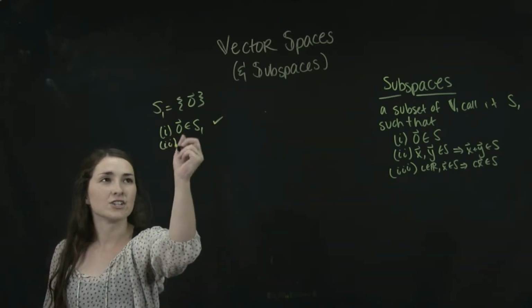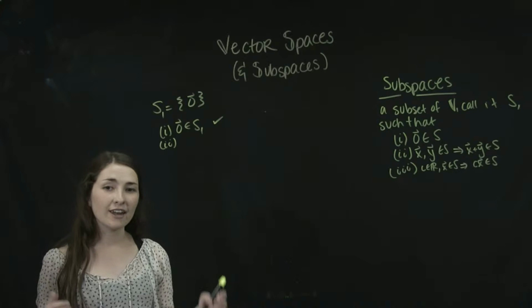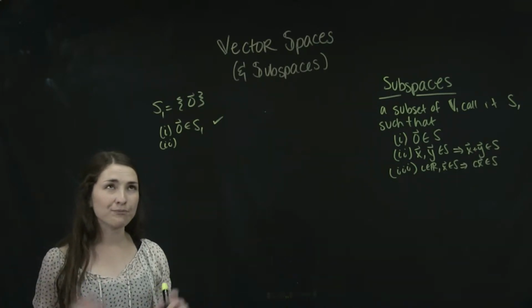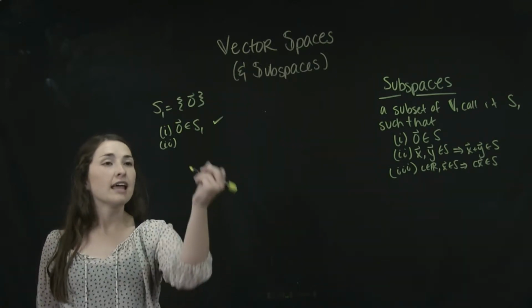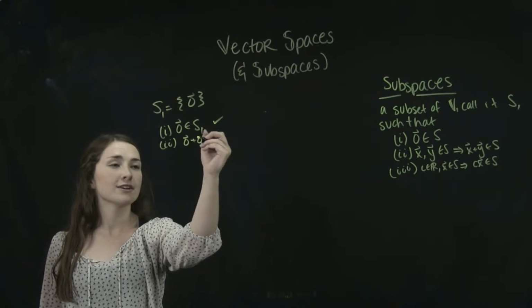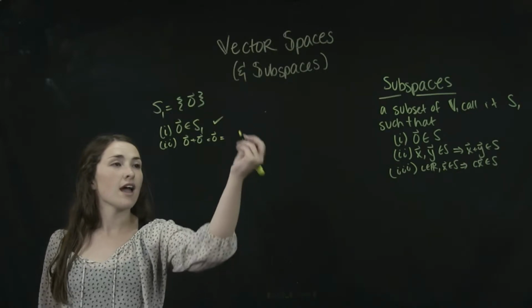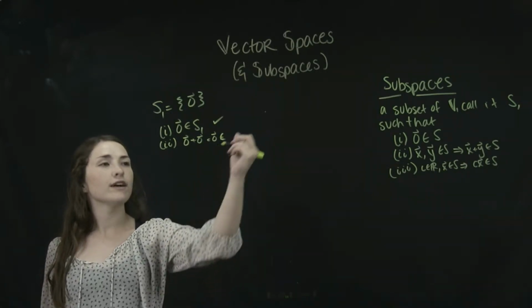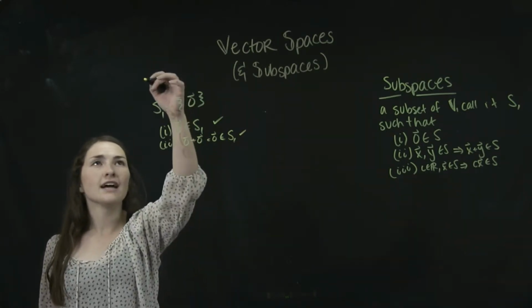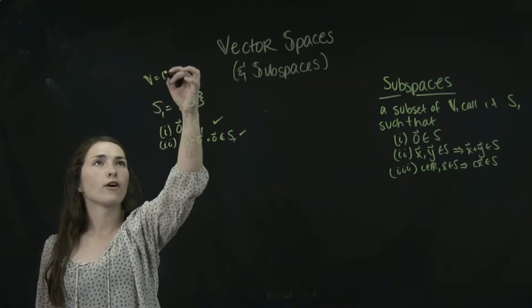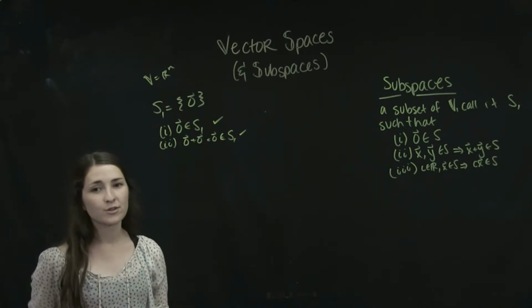For our second condition, if we take any two vectors in our subset, are we going to get their sum in the subset? Well, since we only have one element in our subset, if we take our zero vector plus our zero vector, what are we going to get out? Oh, our zero vector. And that means that our zero vector is in our subset. Check. By the way, we are looking at the vector space of R^n, any vector space of real numbers, so we have our zero vector in there.